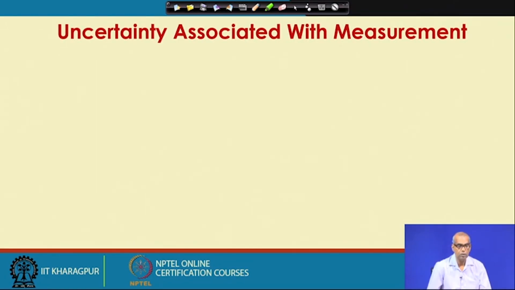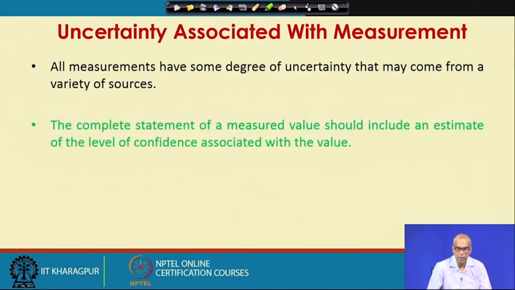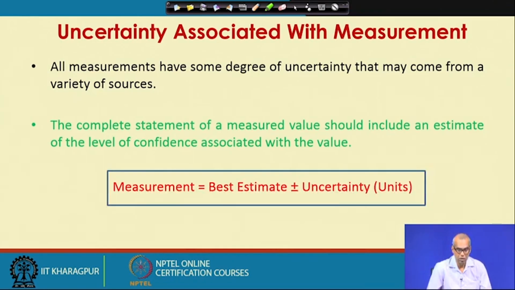Now, let us talk about uncertainty associated with measurement. All measurements have some degree of uncertainty that may have come from a variety of sources. The complete statement of a measured value should include an estimate of the level of confidence associated with the value. So, measurement is best estimate plus minus some uncertainty.